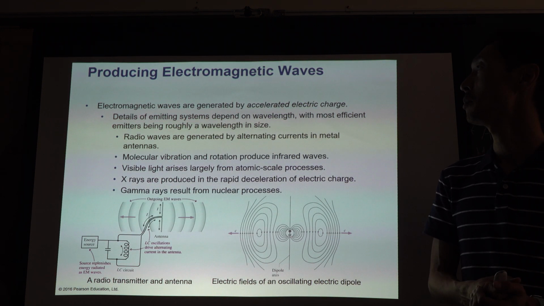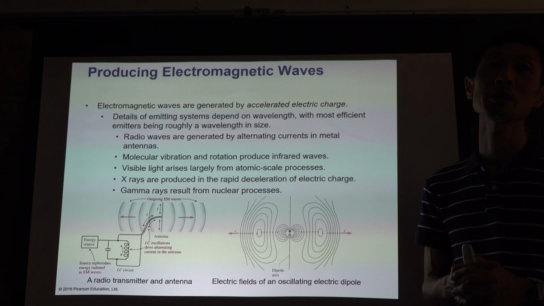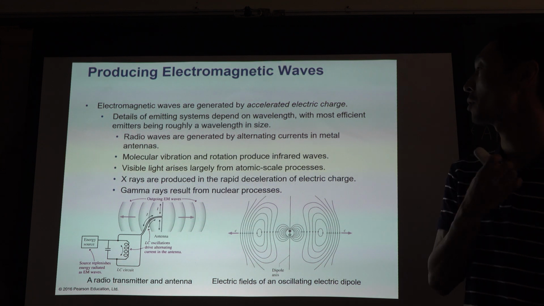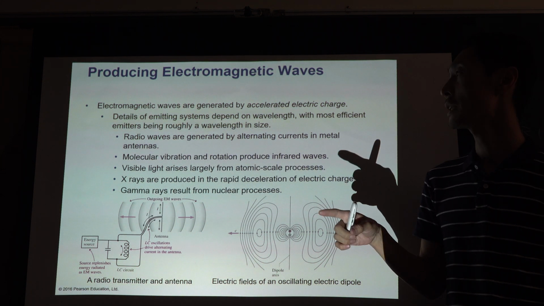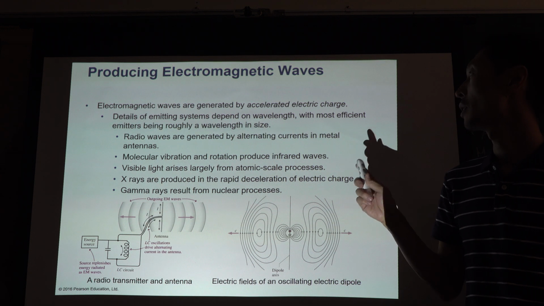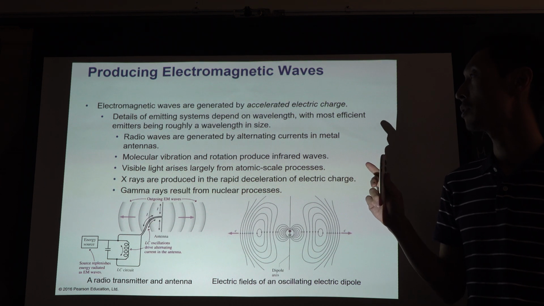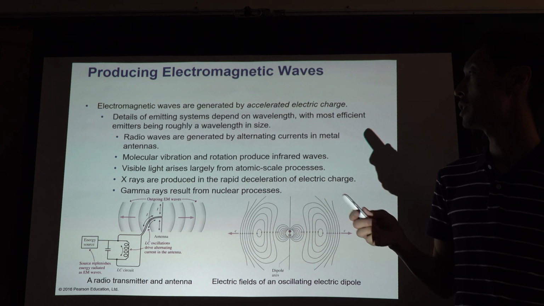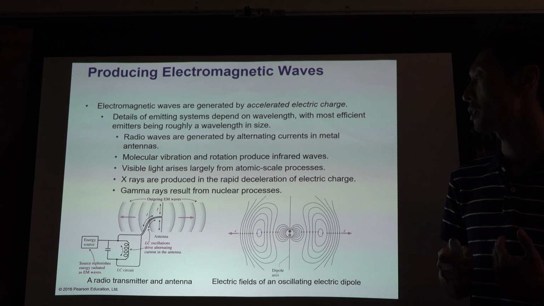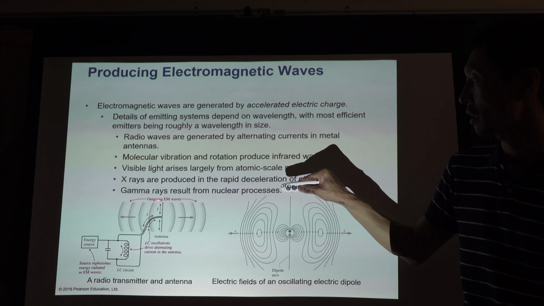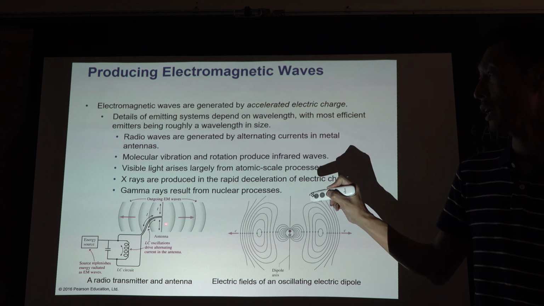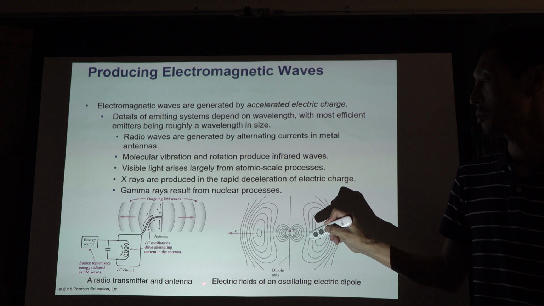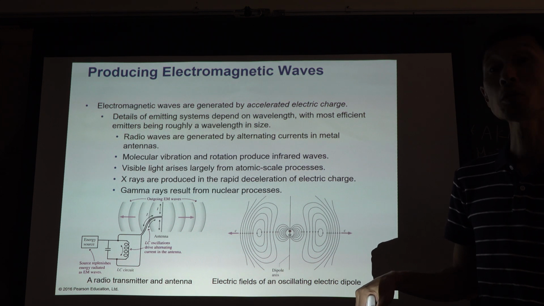Producing electromagnetic waves through different physics. Electromagnetic waves are generated by accelerated electric charge. Details of emitting systems depend on wavelengths, with the most efficient emitters being roughly a wavelength in size. So that's why radio waves are generated by alternating currents in a metal antenna. So this is a metal antenna, and if you change the current, then EM waves are going to be emitted. So this is a radio transmitter, an antenna.